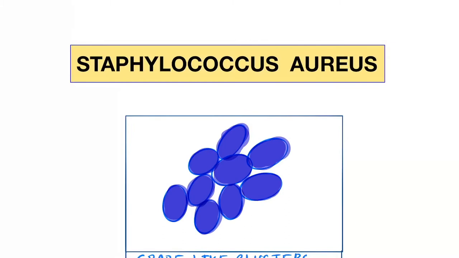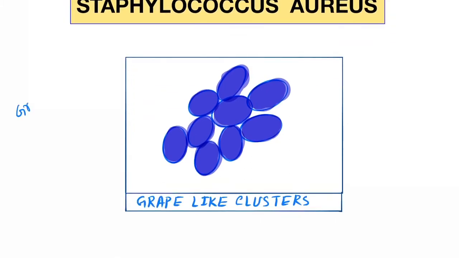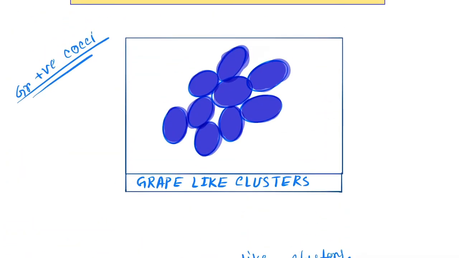Okay, so hello friends, today our topic is Staphylococcus aureus. The introduction is that they are gram positive cocci. If we see them under a microscope after doing the gram staining, we will see grape-like clusters, violet in color, because they are gram positive. Here you can see grape-like clusters.